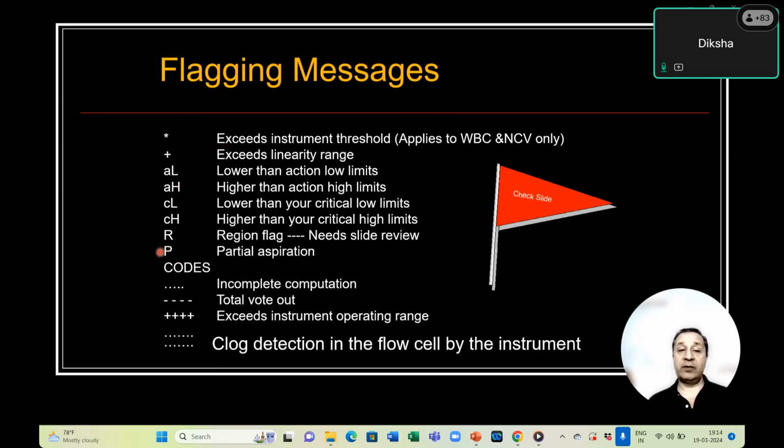An important one, which most people usually ignore, is what is called partial aspiration. Some of the analyzers give you the concept of P, which means that the aspiration has not been appropriate, and therefore the results coming from that analyzer for that particular sample may not be appropriate. Additionally, you may also have alerts from the instrument telling you about instrument functioning. For example, sometimes it may not compute properly and it might give you dotted lines. Or sometimes there may be a complete out, or sometimes it may be going beyond an operating range.